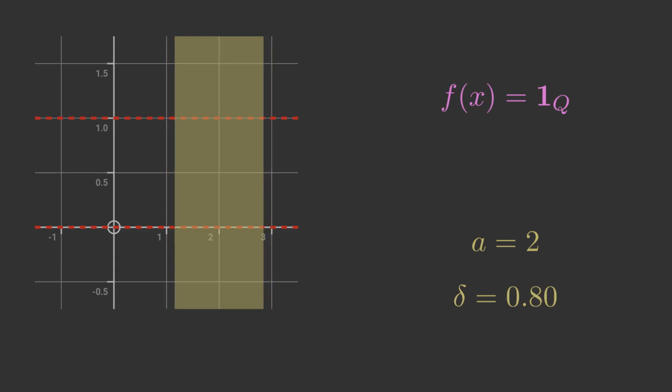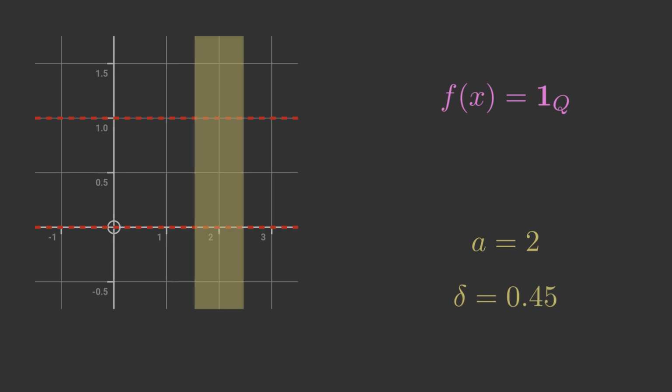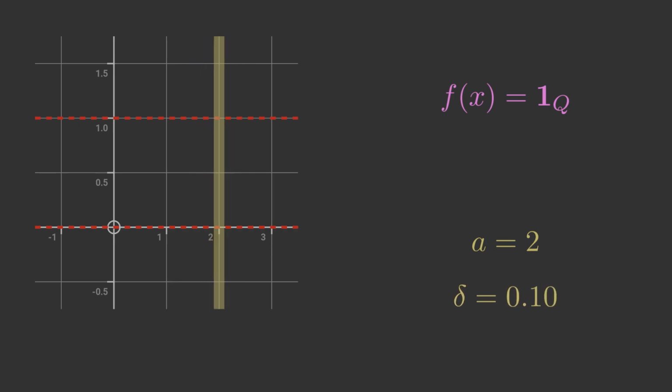Now let's make delta smaller. Everything we have just said remains true. The interval between plus or minus delta of a will still contain points where f of x is 0 and points where f of x is 1. This will be true no matter how small we make delta, and no matter what value we choose for a. For a limit to exist, there must be some region where f of x is always close to some value L. But within any region, the function will always change between 0 and 1, so there can be no limit anywhere.